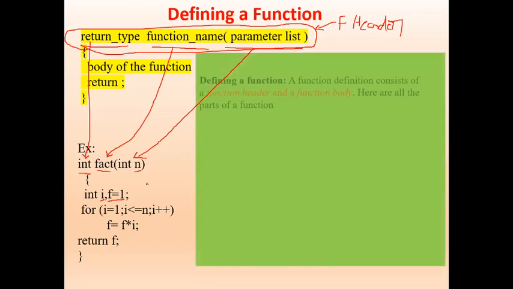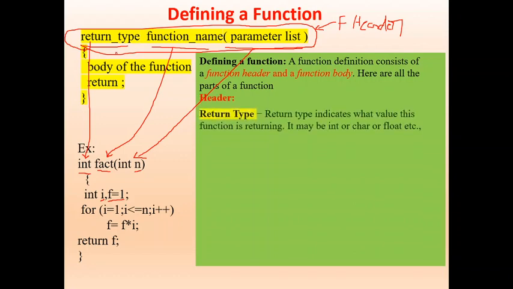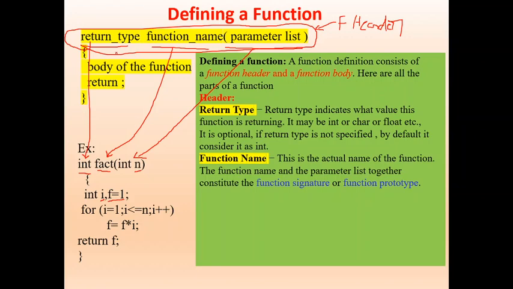Now you see, defining a function. Function is having two parts, function header and a function body. In the function header, what are the elements of function header? Function header consists of return type. Return type indicates what value the function is returning. It may be int, or char, or float, or void, etc. If you have not specified anything, it will be considered as int.